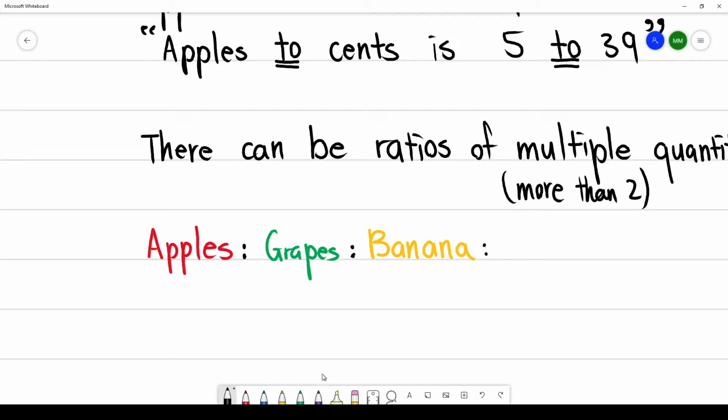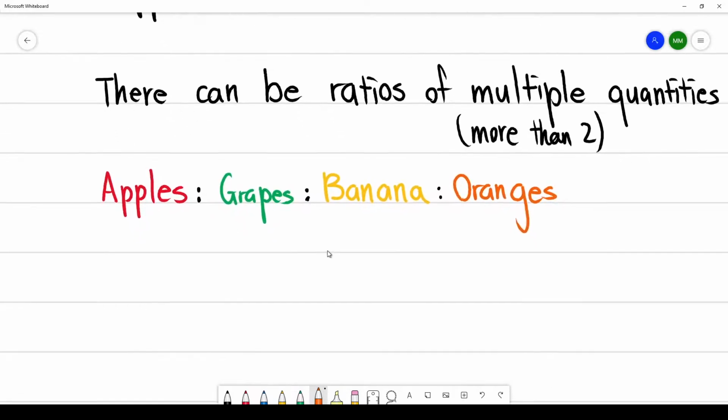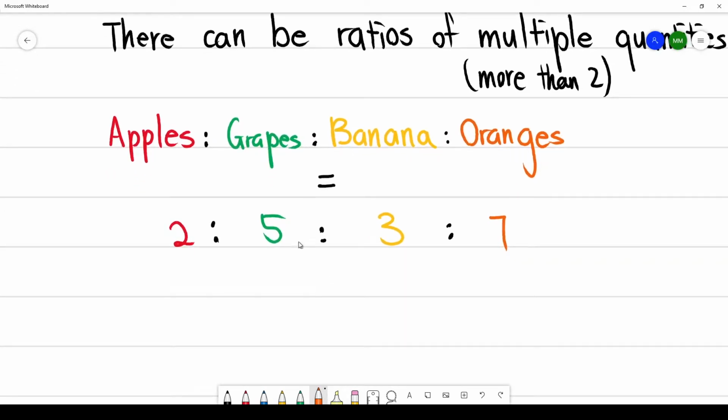To, let's say, oranges is equal to, oh, I can't really do it, so I'll put it at the bottom. Equal to 2 to 5 to, I'm just making numbers up. Well, it's just to show you that it can be different. So 5 to 3 to 7, let's say.